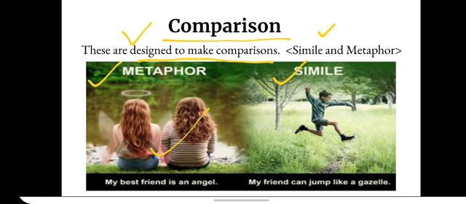So metaphor and simile are both used for comparison, but in metaphor, we just directly compare something. Like, my best friend is an angel. And here on the right side, my friend can jump like a gazelle. Here I use a simile, using the word like to show comparison. But in metaphor, there are no words such as like and as to show comparison, because this is a direct comparison between two unlike things, and simile is not that direct. It uses words like and as.